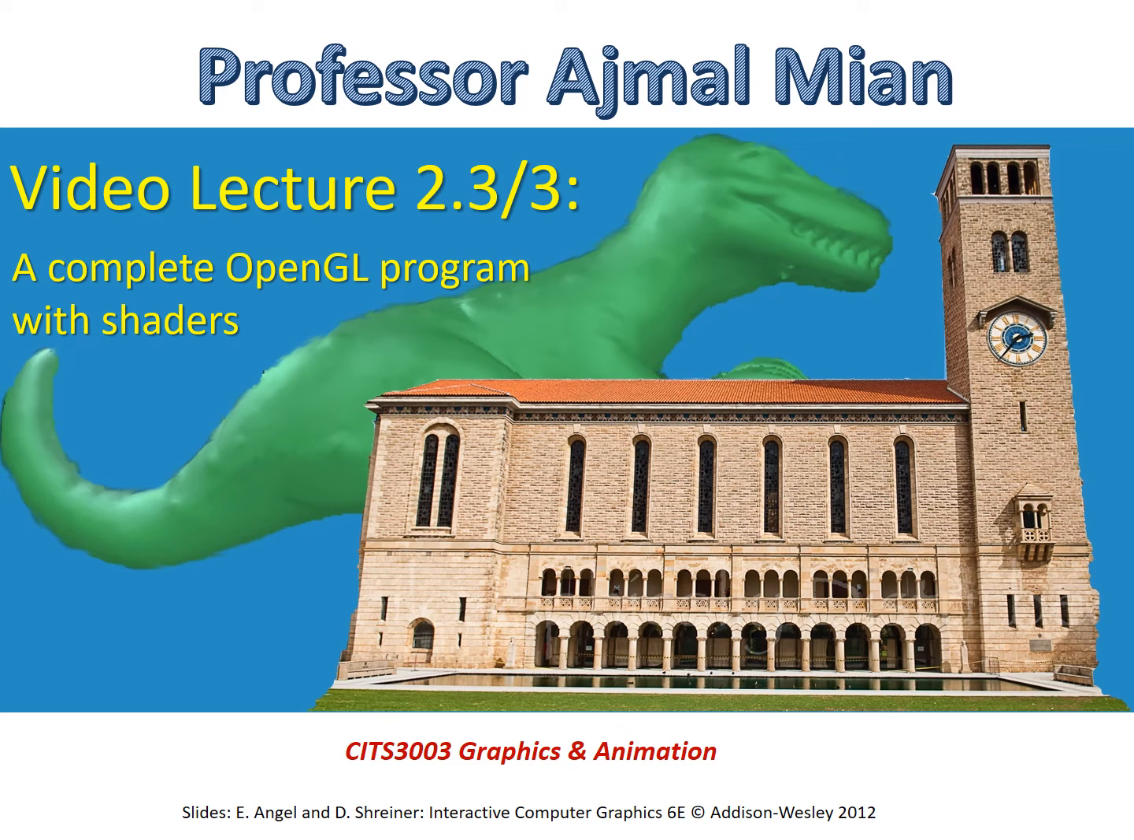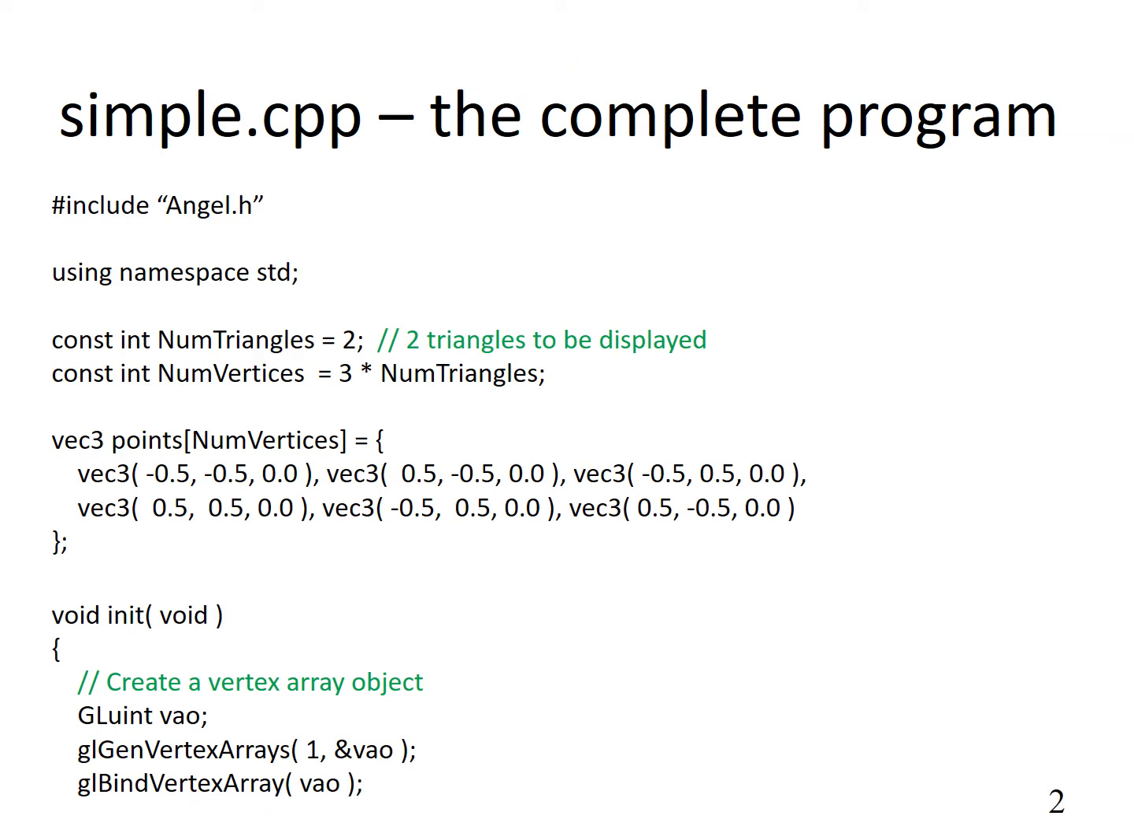In this lecture, I will go through a complete OpenGL program including the shaders that will display a white square on a black background. A complete OpenGL program has three files at the minimum: the main program, a vertex shader, and a fragment shader. Let's start with the main program, which is a CPP file named simple. Simple.cpp is spread across 3 slides and has 3 functions: initialization, display, and the main function.